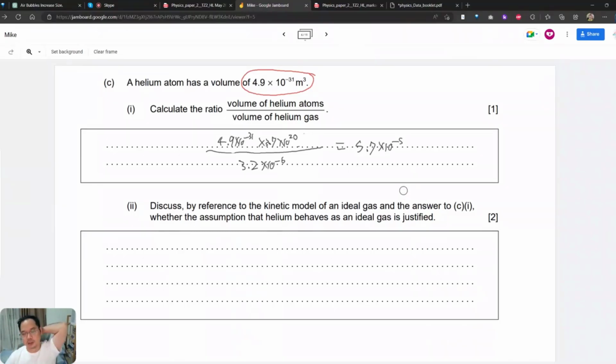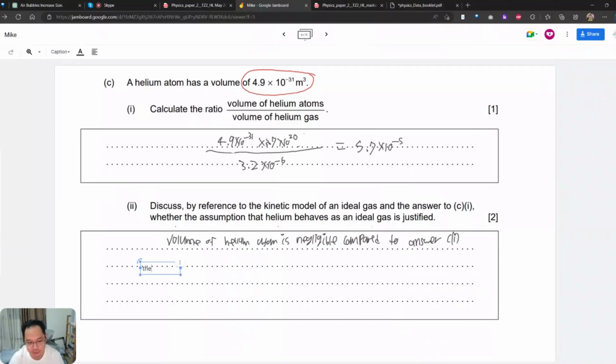Yes, it is an ideal gas because the ratio in C1 is very low, implying that the volume of the atoms is negligible compared to the total volume occupied by the gas. The density is very low. Justified: negligible compared to the answer in C1. No, I don't know why you didn't remember. I think I just explained.